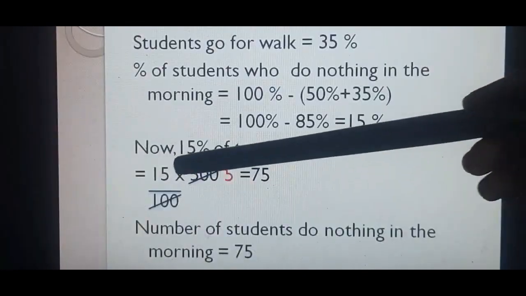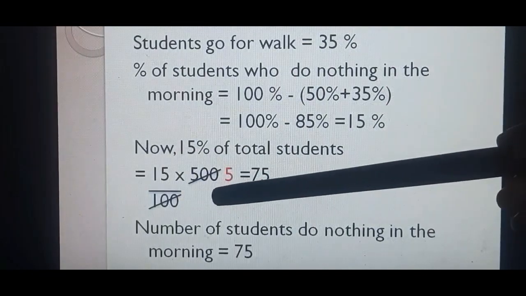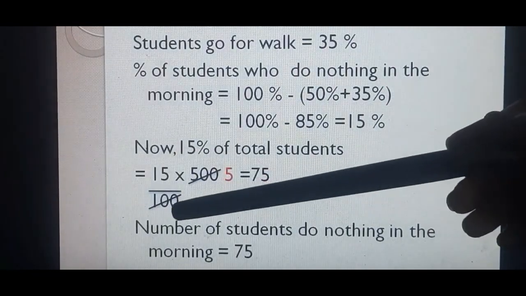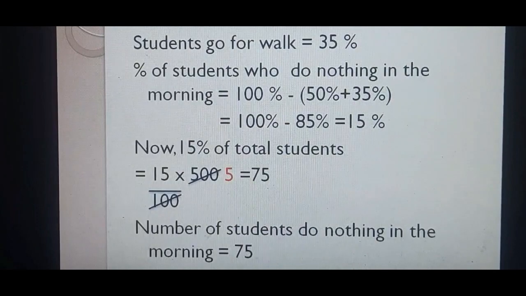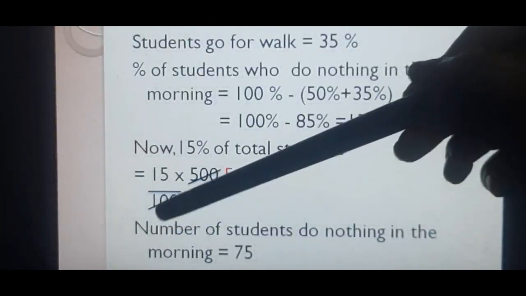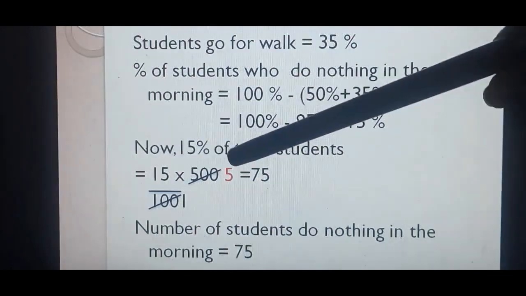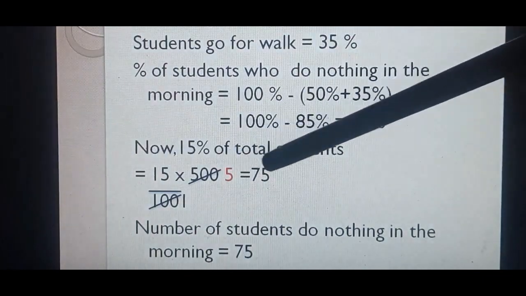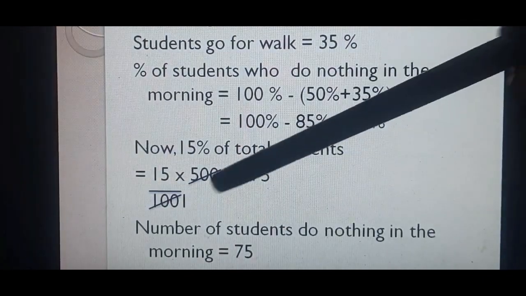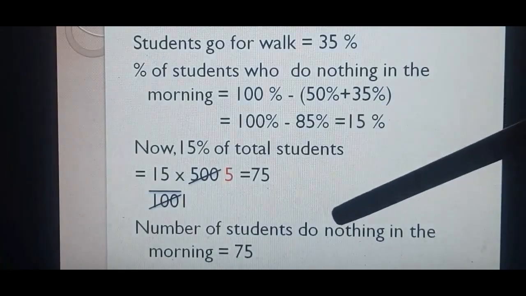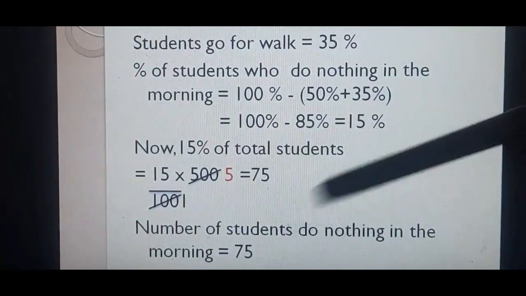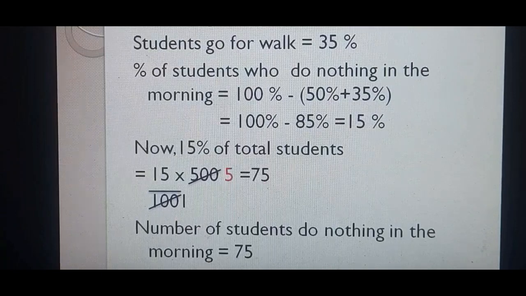So now 15 upon 100 multiply by 500. 100 ones are 100. 100 fives are 500. So now the denominator has 1 only and in the numerator 15 into 5. 15 fives are 75. So the number of students who do nothing in the morning is 75. 75 स्टूडेंट ऐसे हैं जो मॉर्निंग में अपने आप को फिट और हेल्दी रखने के लिए कुछ नहीं करते हैं. अंडरस्टूड?